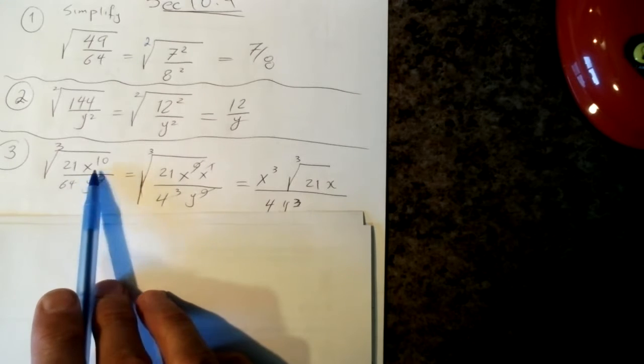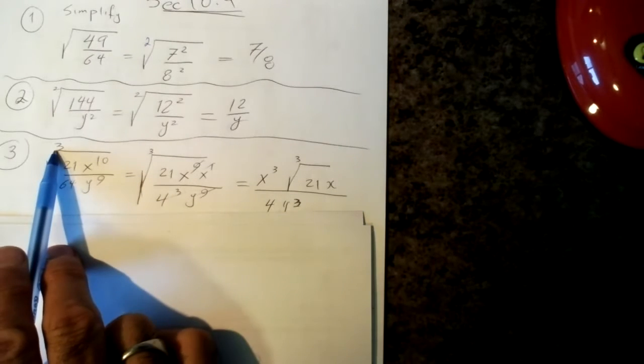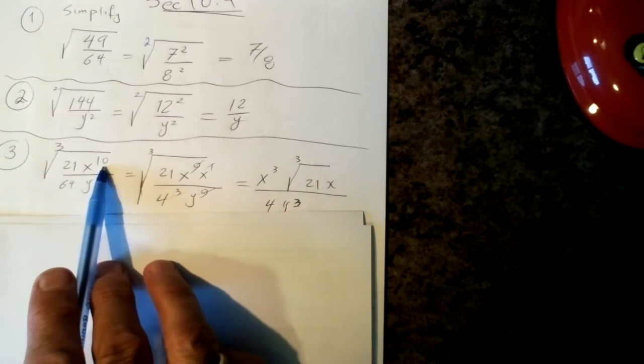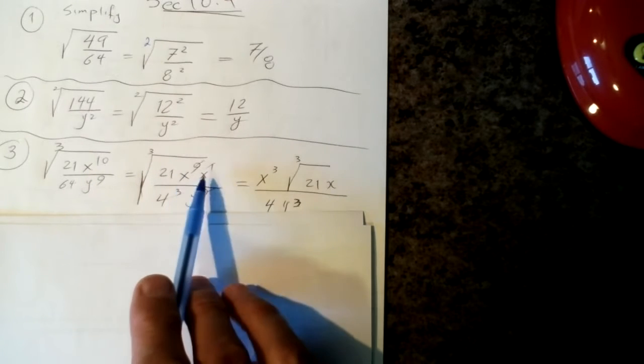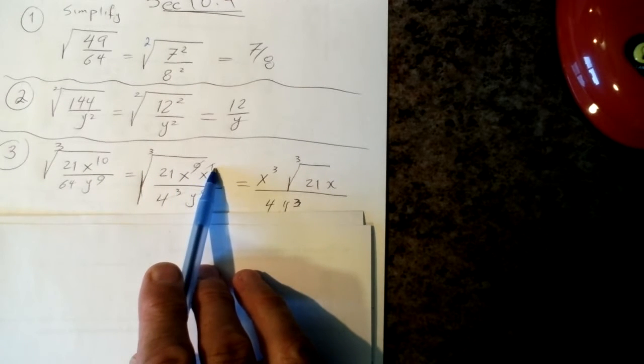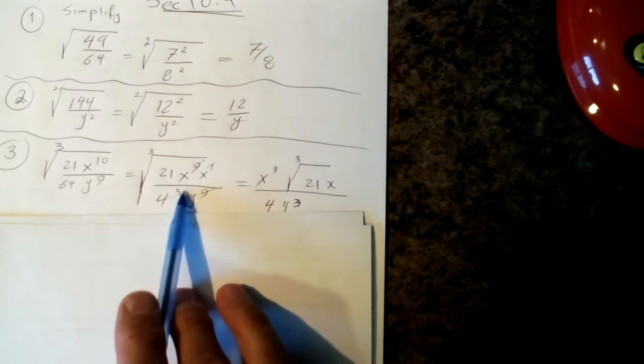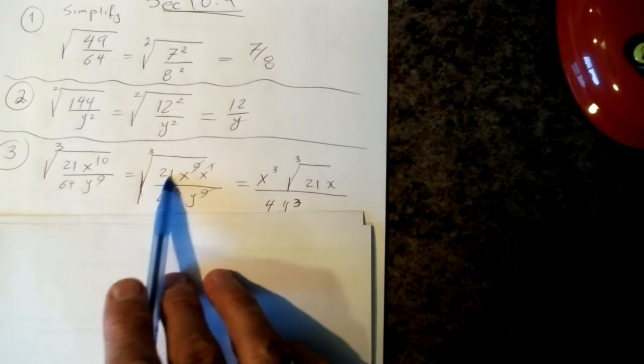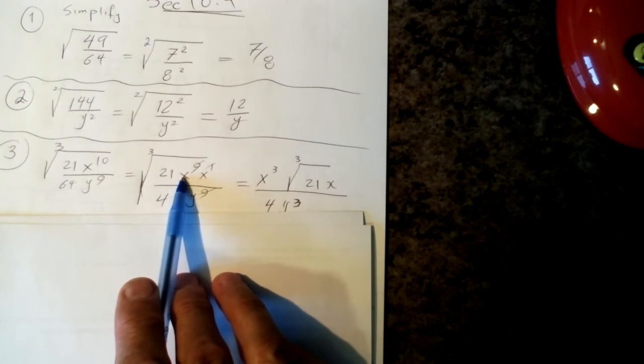I have x to the power of 10, and here is 3. 3 doesn't go into 10, so instead of x to the power of 10, you write x to the power of 9 times x to the power of 1. 64 is 4 to the power of 3. Then 21 remains, because you cannot break it.